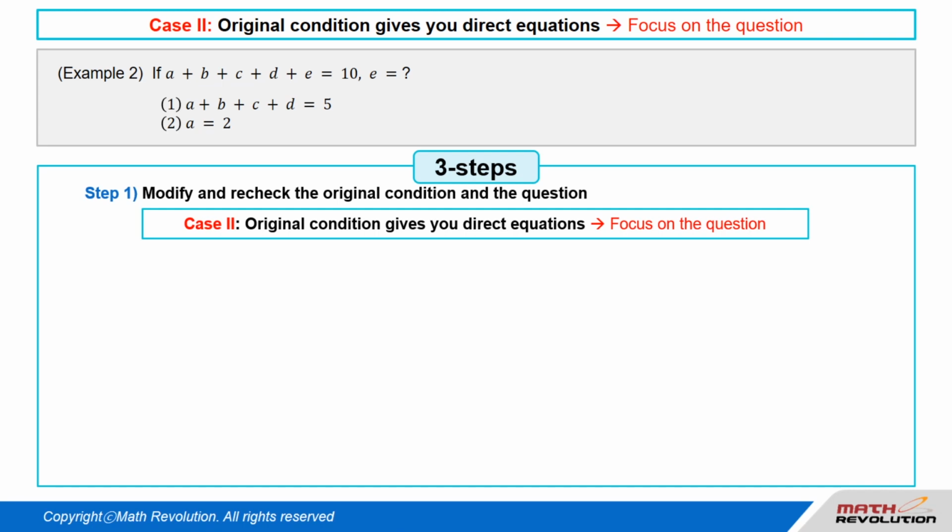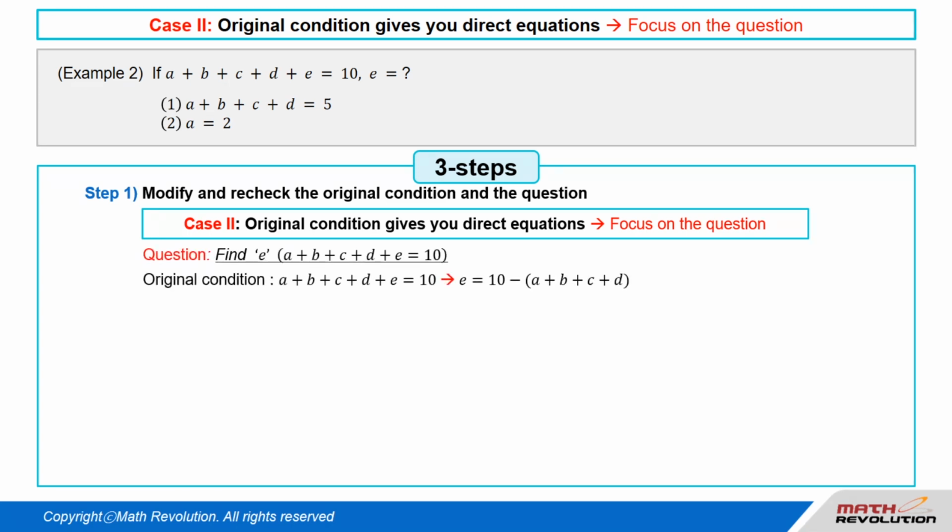Case 2. When the original condition gives you equations directly, you should focus on the question. We have to find the value of E if A plus B plus C plus D plus E equals 10. It is always important to check what the question is asking for. The original condition tells us that A plus B plus C plus D plus E equals 10, but asks for the value of E.